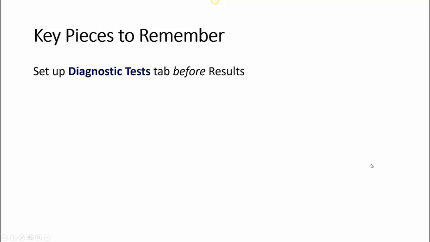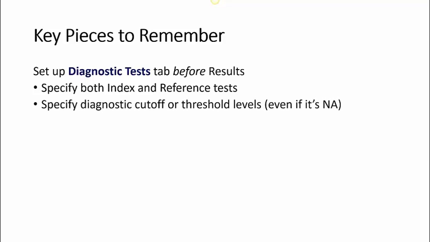So I went through that pretty quick, but I want to remind you of the key pieces. And that is when you set up your diagnostic test tab before results. Now, I know we all want to get to results, but we've got to set that diagnostic test tab up first. And when we do that, we're going to specify both the index and the reference test, and then also specify the diagnostic cutoff or threshold levels for these tests, even if it's not applicable.